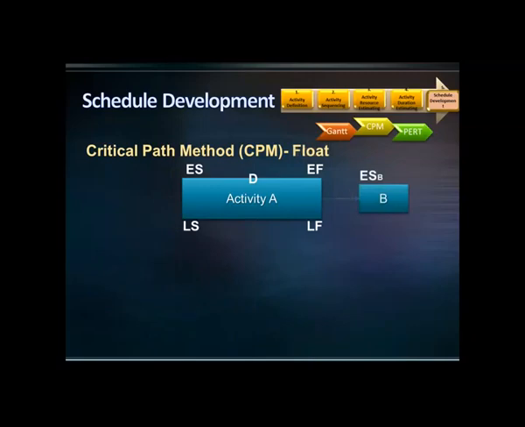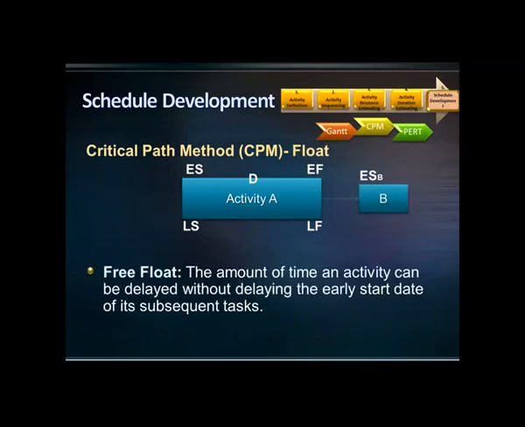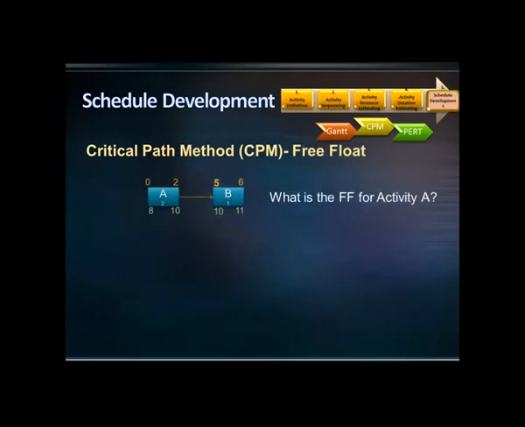Another important float in project scheduling is free float. Free float is the amount of time an activity can be delayed without delaying the early start date of its subsequent tasks. What is the free float of activity A? In other words, how much can activity A be delayed without having any impact on the early start of activity B?